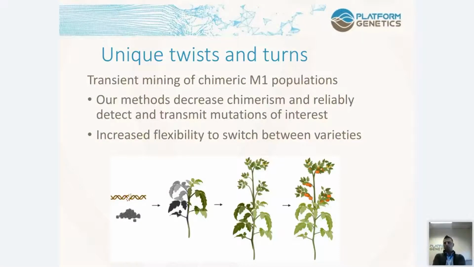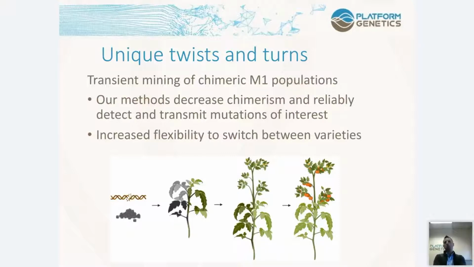So, of course, we have unique offerings and twists and turns on these mutagenesis approaches. Some of these approaches are where we get to flex our expertise as geneticists and developmental biologists. One of them is transient mining of chimeric M1 populations, where our methods decrease chimerism and can be used to reliably detect and transmit mutations of interest.